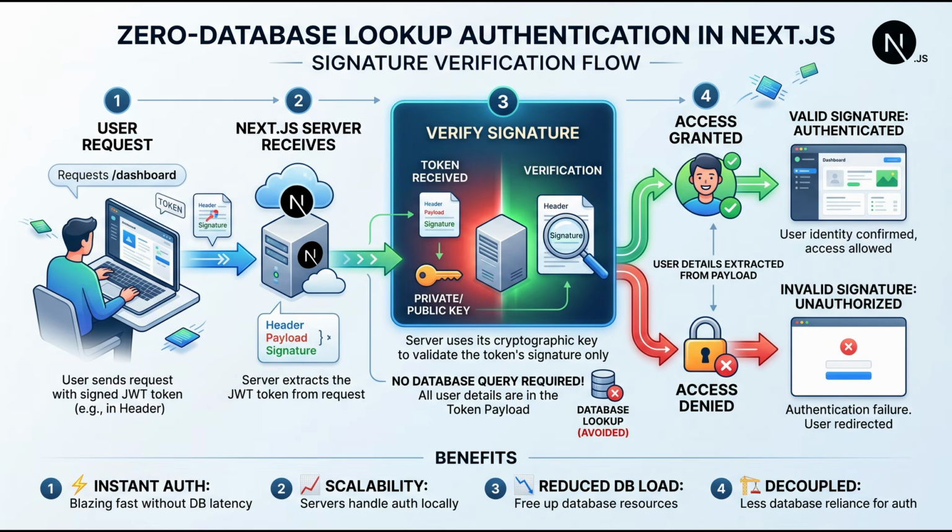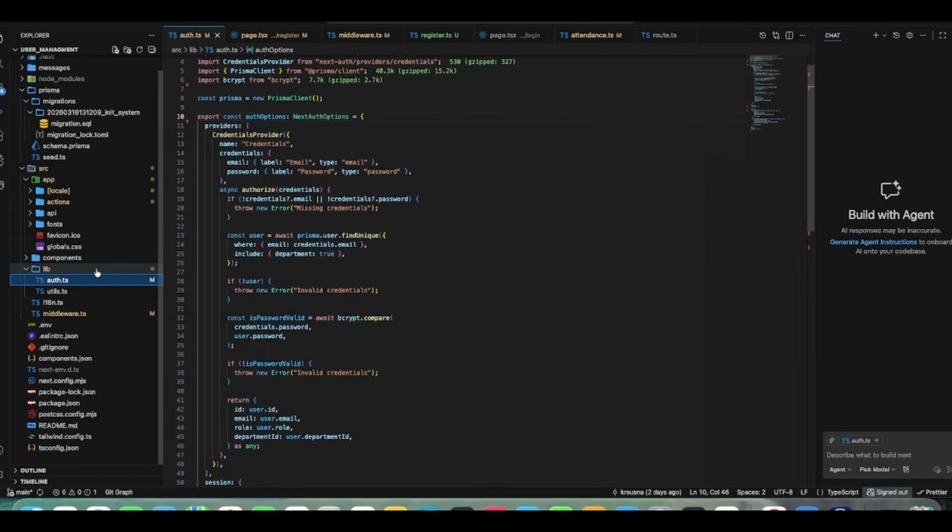When the user requests a protected route in Next.js, the server just verifies that signature. If it matches, they're authenticated, so there's no database lookup required. Let's jump into the code and implement this efficiently. Start with the login route. When the user submits their credentials, we validate them against our database. If they match, we use a library like jose to sign a new token.